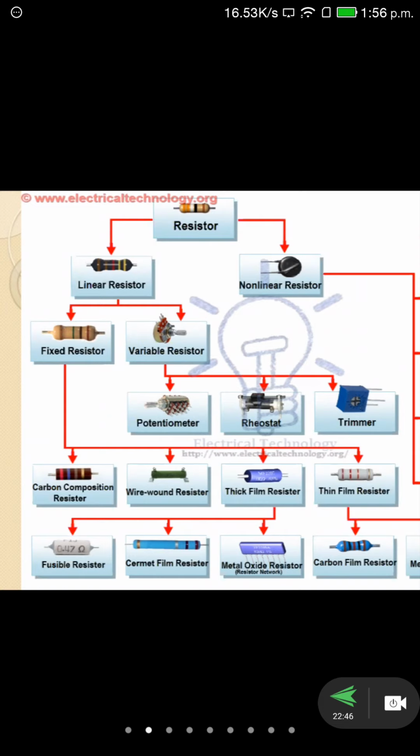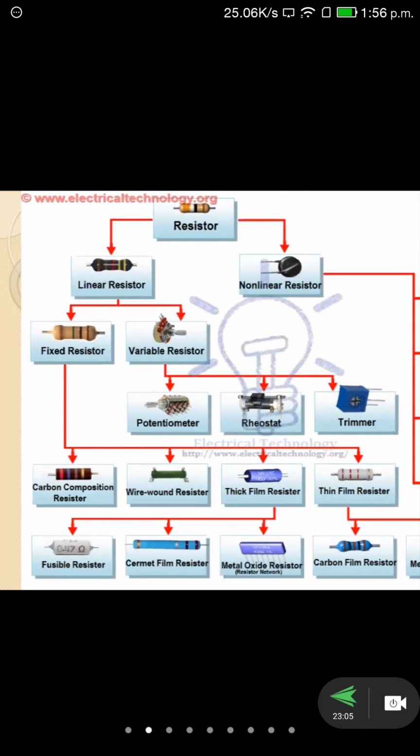They are classified into two types: linear resistor and non-linear. We have not discussed the non-linear resistor; we only discuss the linear resistors. Linear resistors are classified into two types. First one, fixed resistors and variable resistors.